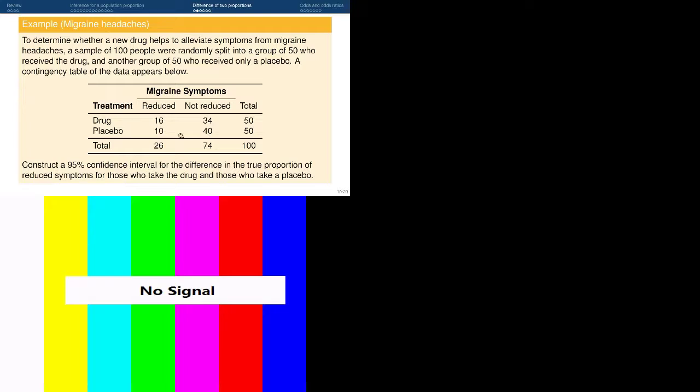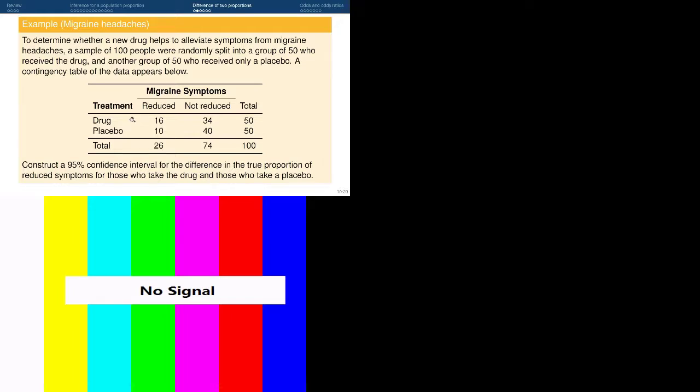So we need to construct the 95% confidence interval for the difference in the proportions for those who took the drug and those who took the placebo. Just looking at this straight up, those who took the drug, 16 out of 50, which is 32%, had reduced symptoms. Those that took the placebo, 10 out of 50, which is 20%, had reduced symptoms. So is 32% different enough from 20% for us to be able to identify whether the drug works better than the placebo?